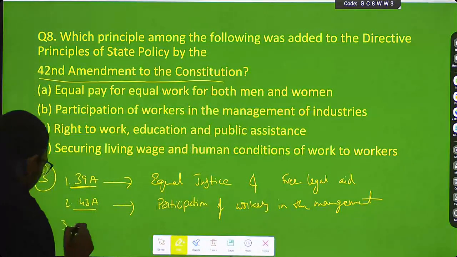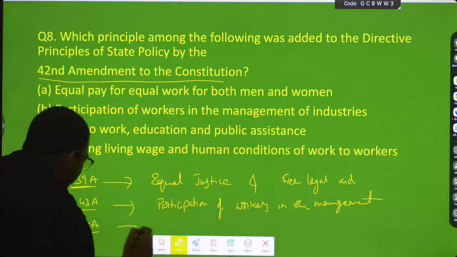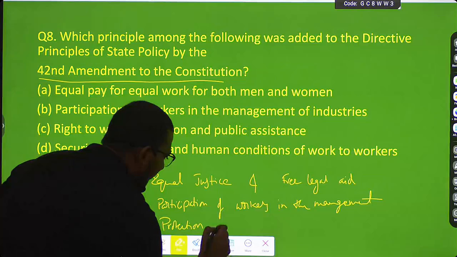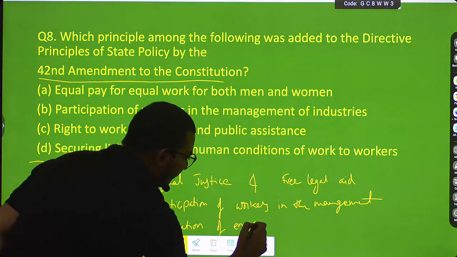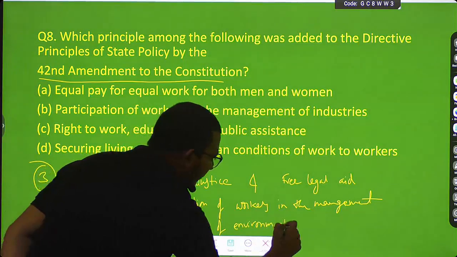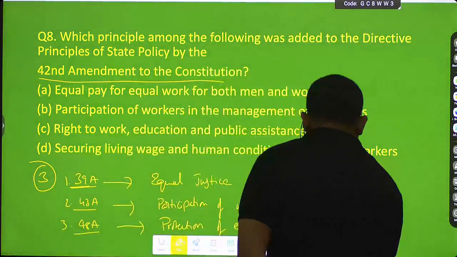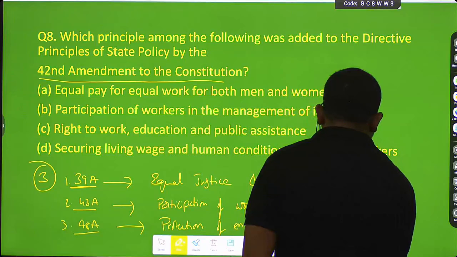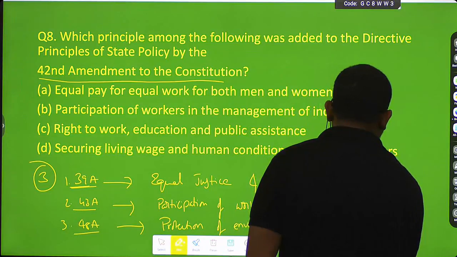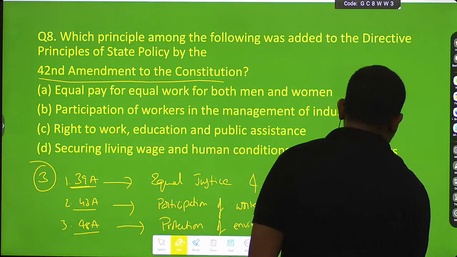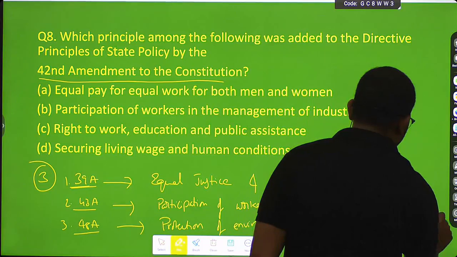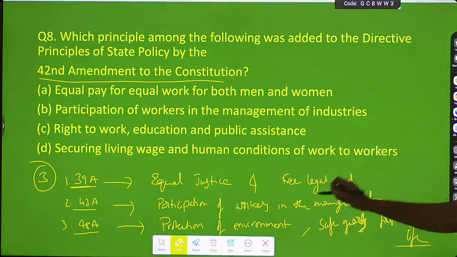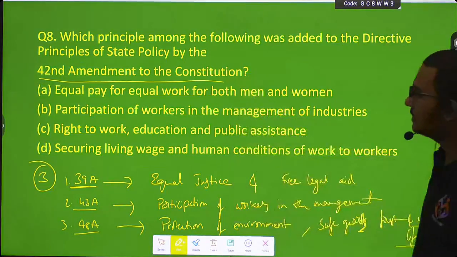And third one is 48A, protection of environment, safeguard forests and wildlife. So these three articles are introduced by the 42nd Constitutional Amendment Act.